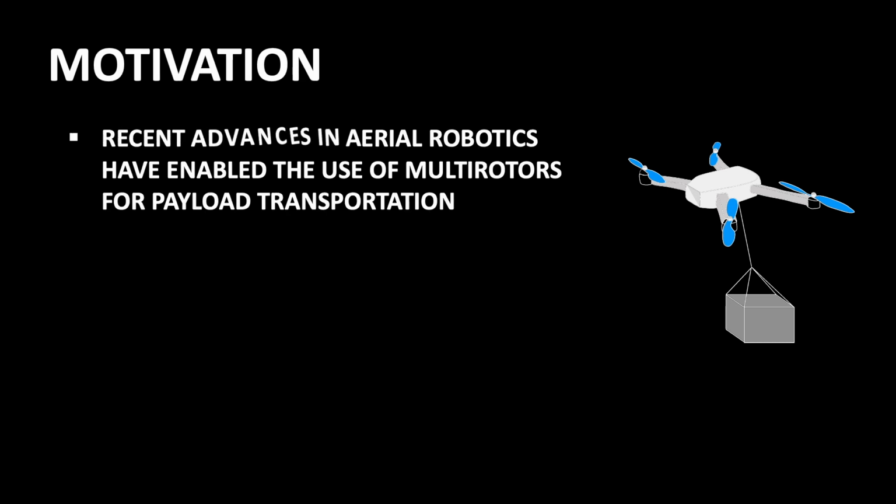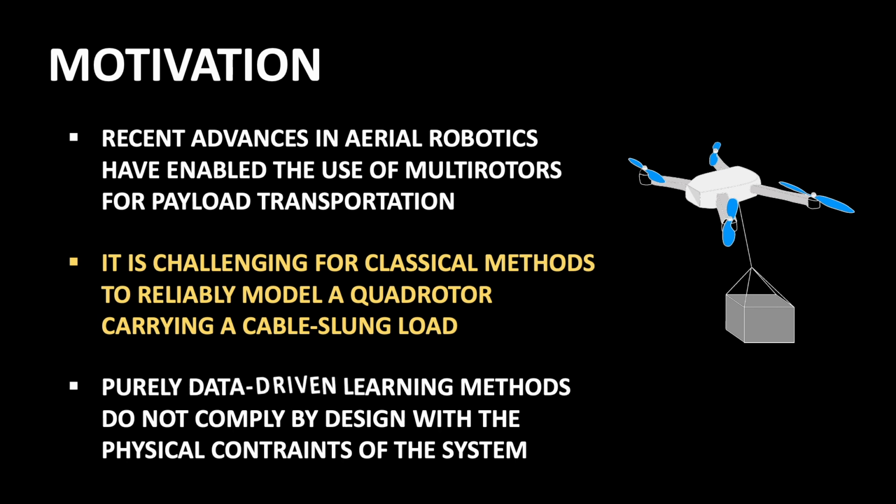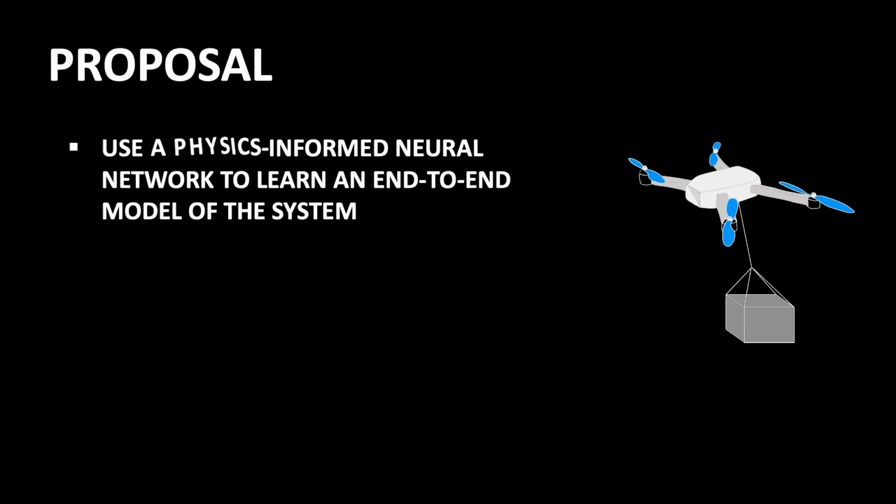Recent advancements in aerial robotics have enabled the use of multirotors for payload transportation. However, it is challenging for classical methods to reliably model a quadrotor carrying a cable-slung load. On the other hand, purely data-driven learning methods do not comply by design with the physical constraints of the system. In this work, we propose the use of a physics-informed neural network to learn an end-to-end model of the system.